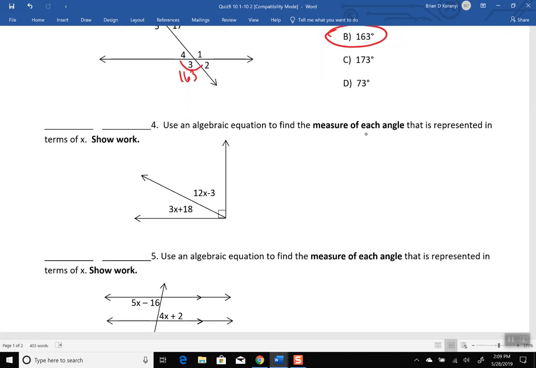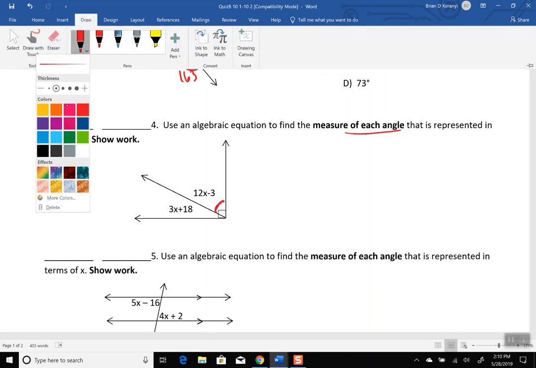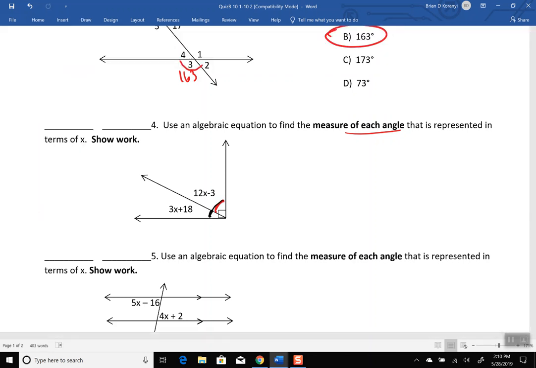Use an algebraic equation to find the measure of each angle that is represented in terms of x and show your work. So I know that these two angles combine, this angle right here and this angle right here, if I add those two up, combine them, it equals 90 degrees.